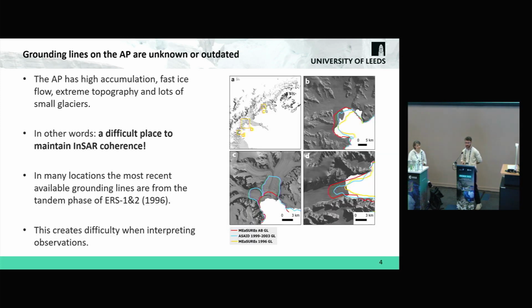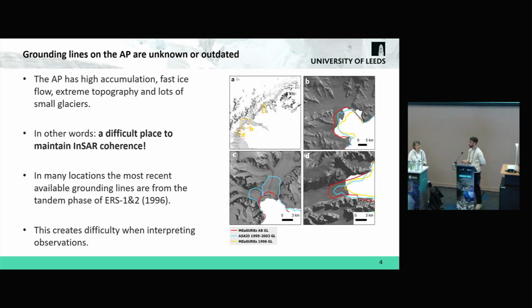So when you study the peninsula a lot, you realize quite quickly that a lot of the grounding line measurements that exist there are out of date. The reason for this is that it's probably one of the worst places for coherence in Antarctica. It snows a lot, it melts a lot, flow is fast, there's lots of tiny glaciers, and there's a radar shadow, all sorts of issues.